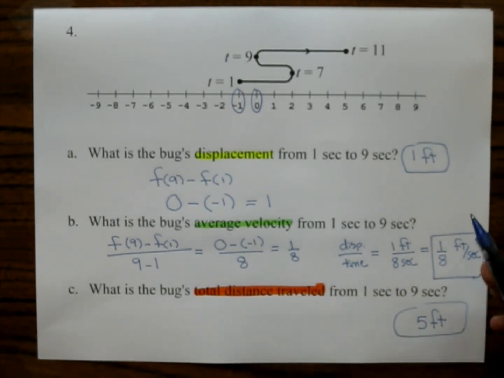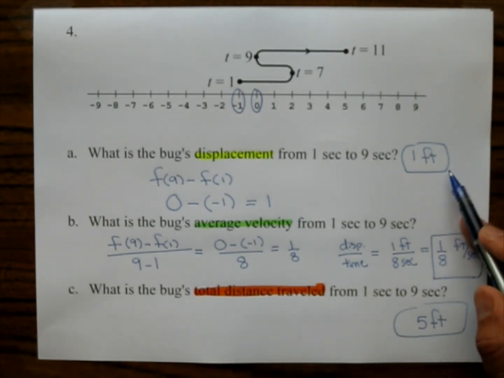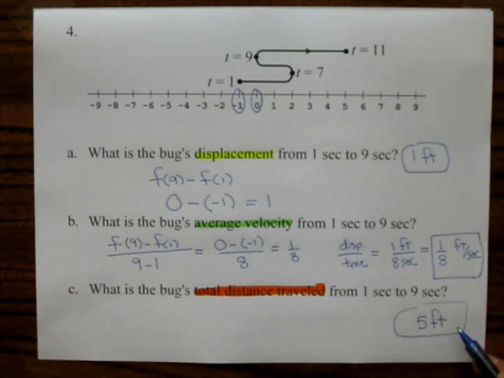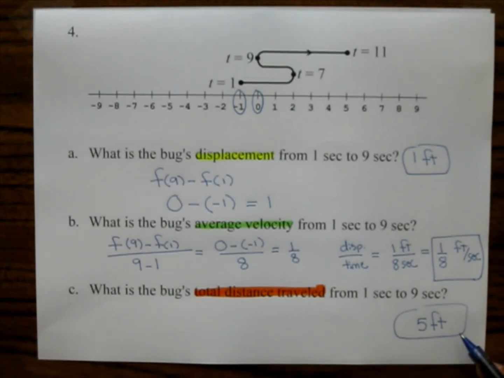Even though the displacement was only 1 foot, the displacement's just a snapshot. What happened at beginning time, what happened at end time. Oh, he's 1 to the right. Total distance traveled is not just a snapshot between the beginning time and the end time, but it's actually tracking how far the bug traveled on the number line during the time interval. So this completes problem number 4 of bug 2.